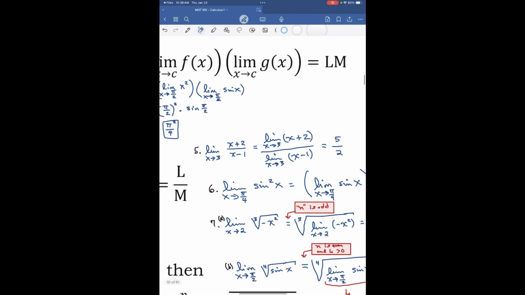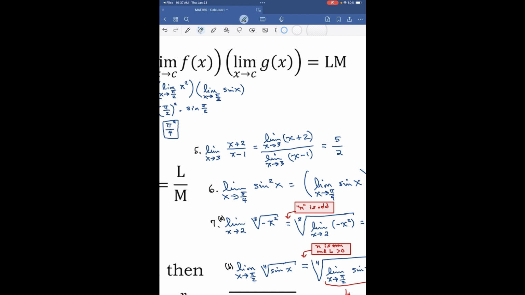Here, number 5, we've got the limit of x plus 2 divided by x minus 1. As long as the denominator does not limit to 0, and the assumption here is that the limit in the numerator exists and the limit in the denominator exists, then we can say that it's equal to the limit of the top divided by the limit of the bottom. And so in this case, the limit is 5 divided by 2.